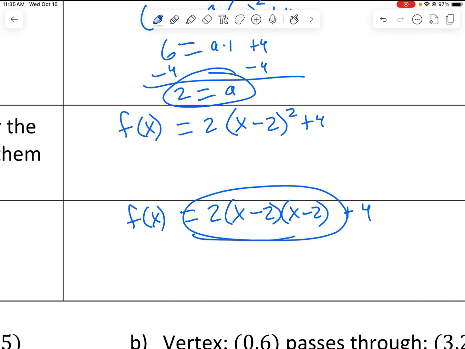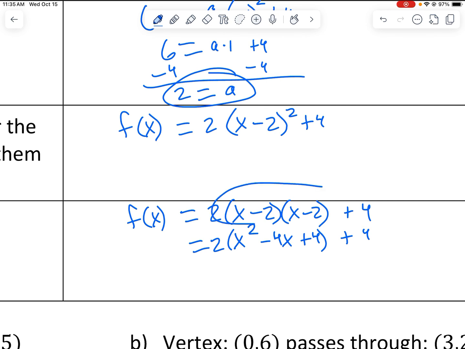We need to simplify this piece before we can do any adding 4 that's required. I like to do the binomials part first and times them together. So we'll keep 2 out here. But these will times and times and times, a double distribution there, like we've done before. You're getting x squared minus 4x plus 4. And this plus 4 still on the outside. Now we've dealt with these things, we're going to deal with the 2 in front. So we're going to distribute the 2 through to all these terms. And that's going to give me 2x squared minus 8x plus 8, and then plus 4.